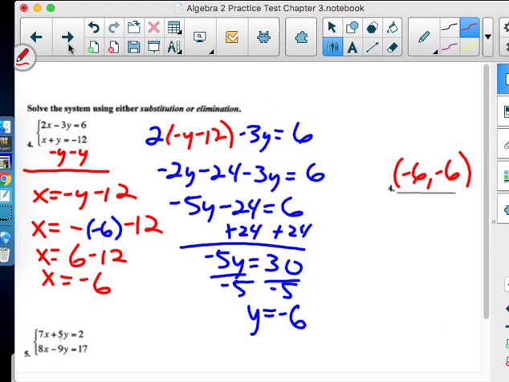X comma y. Before we move on to the next one, what should we really do? Yeah, somebody said check. Yeah, I would. Why not? I mean, it seems like a pretty basic problem. Make sure you've got it right. 2 times negative 6 is negative 12. Negative 3 times negative 8 is positive 18. Negative 12 plus 18, that's 6.